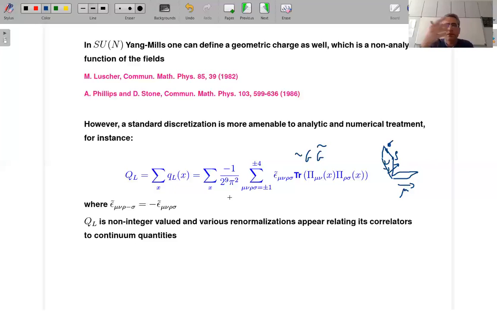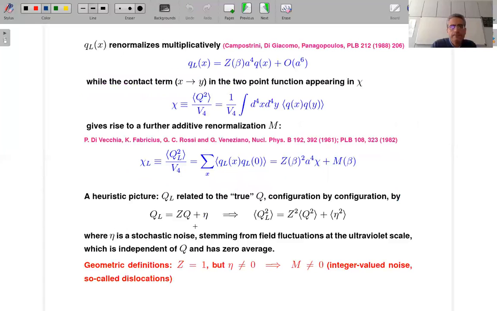Now the problem is that this simplified discretization, which is much simpler than the geometric definition, is non-integer valued. As you measure it on a gauge field configuration, it turns out that it is non-integer valued, and that you have to take care of renormalizations, which relate its correlators to the corresponding continuum quantities. So let me make a review of such renormalizations.